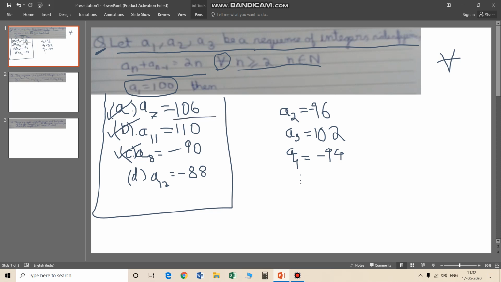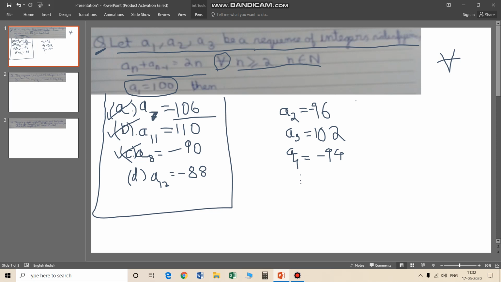You can find it because it is very easy to calculate this. There are some questions where they give a100, a200, which is very difficult. But here I have given small subscripts, and we have to think of this because it is coming out to be an AP, like 100, 102, 104, 106 and so on.